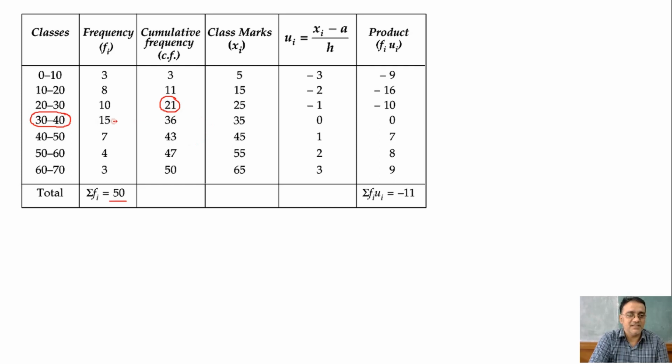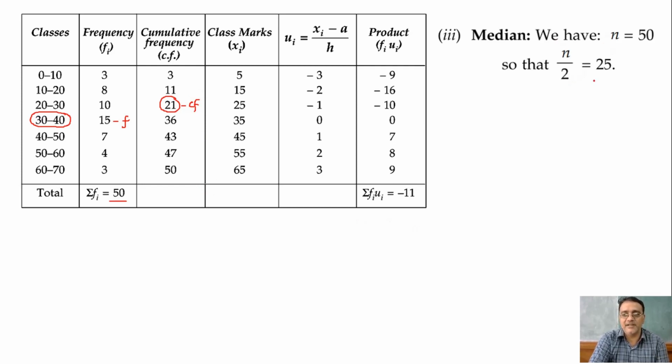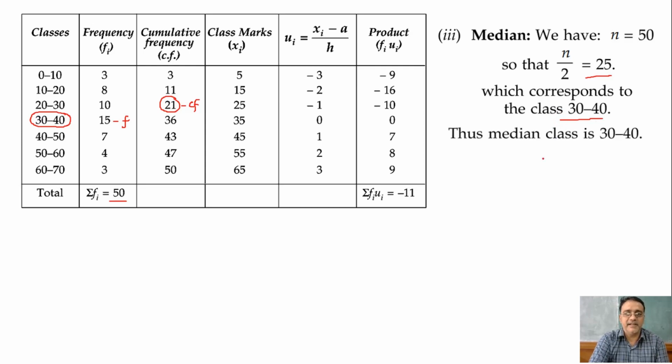Okay, and this is F, this is CF. What is the value of L? 30. What is the value of H? 10. Okay, so we have n equal to 50, so n by 2 is equal to 25, which corresponds to the class 30 to 40. Thus the median class is 30 to 40. So we'll write all the values: L is 30, F is 15, H is 10, N is 50, CF is 21.